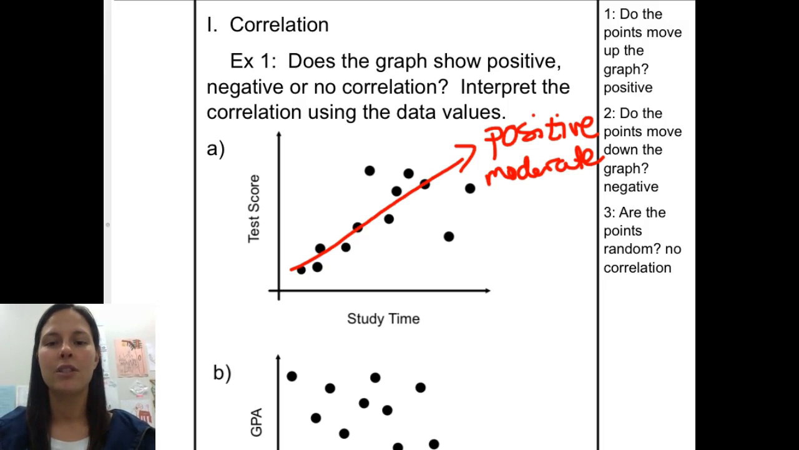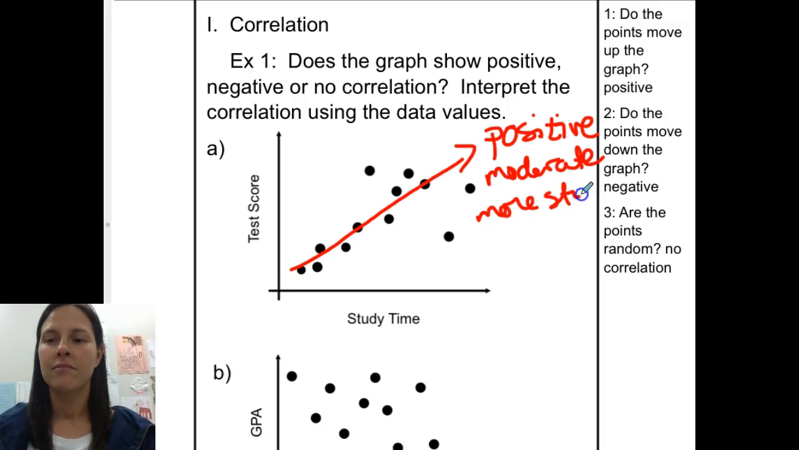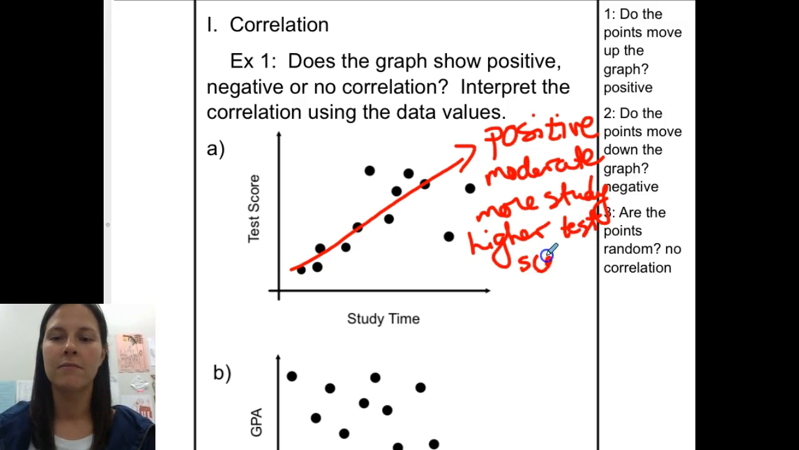And finally, we're going to interpret it. So if you look at the x value, the independent variable, the more we study, the higher our test score. Notice we're using positive words for both of these relationships.